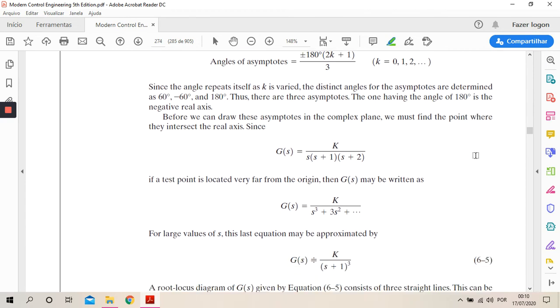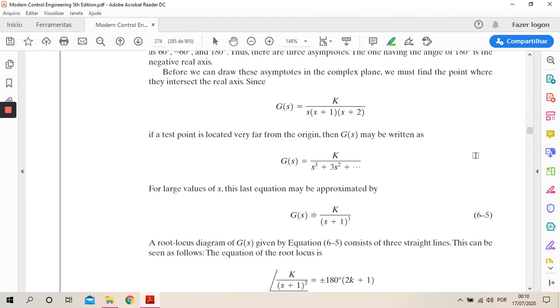Okay, before we draw these asymptotes in the complex plane, we must find the point where they intersect the real axis. To do so, we are going to use this technique here. One more time, G of s, which is the characteristic equation, k divided by s times s plus 1 times s plus 2.